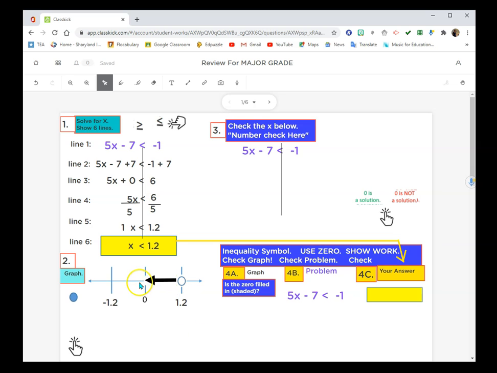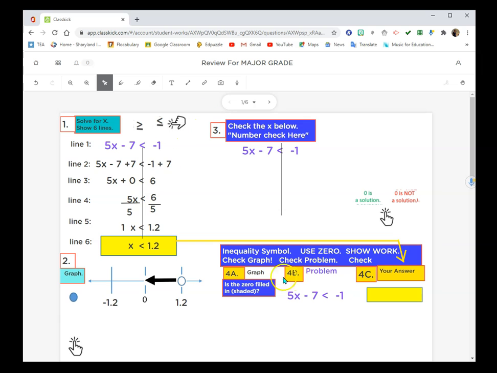This arrow means it keeps going on forever in that direction. So negative 100 is a solution. Negative 5,000 is a solution. All of these numbers that are less than 1.2, not including 1.2.